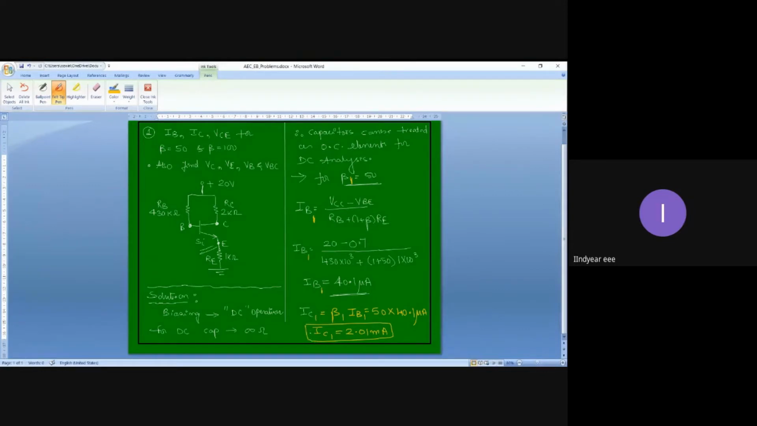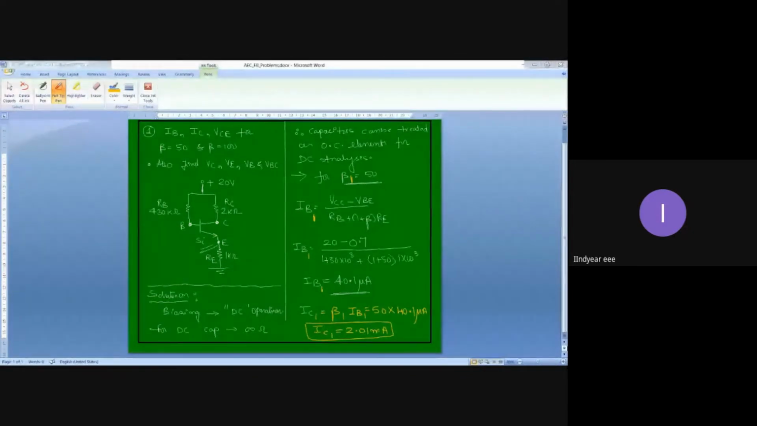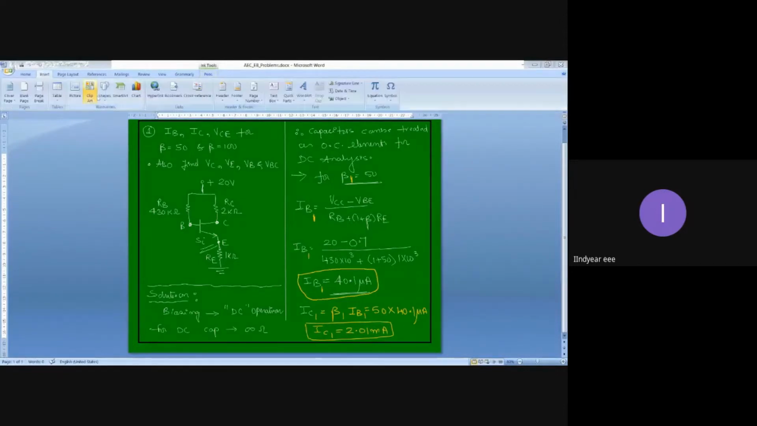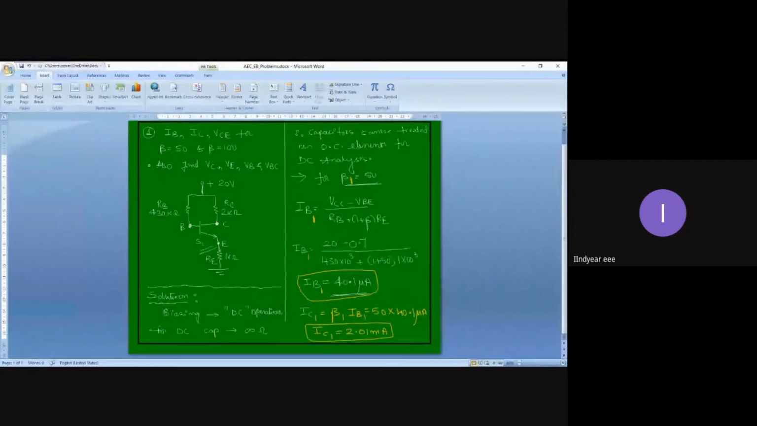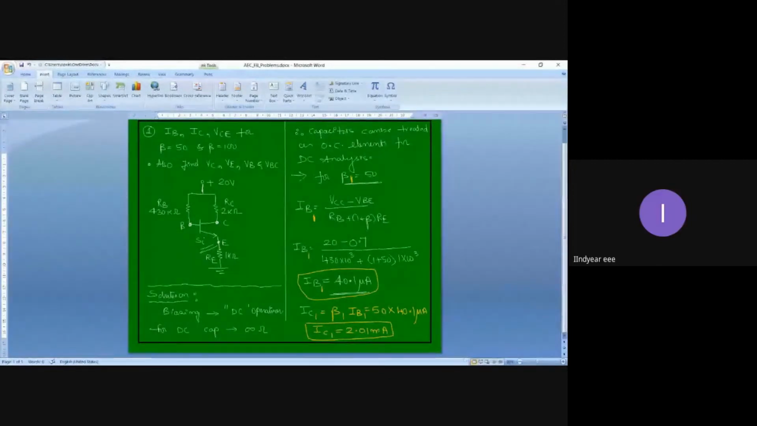So that's your IC1. Let me round off the IB1 value. Fine. It's fine. You could get IC1. So once that is done, you can go for the other calculation.